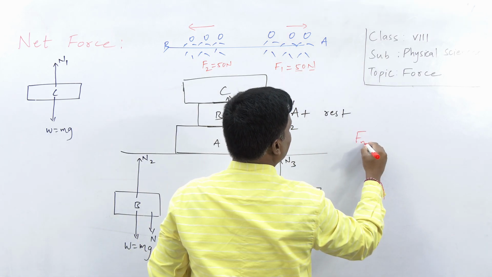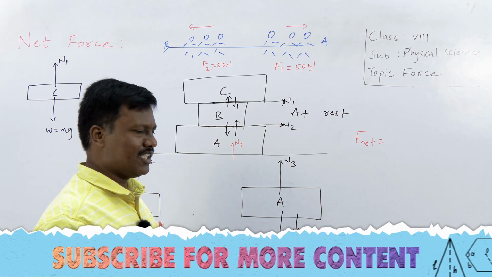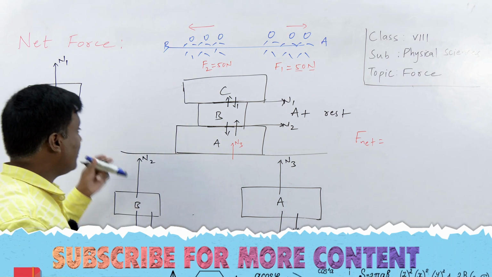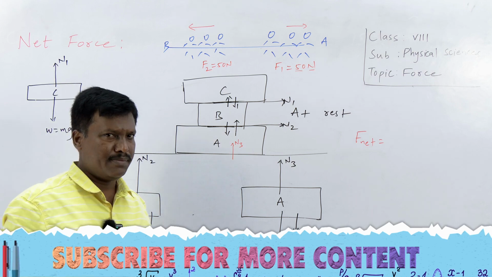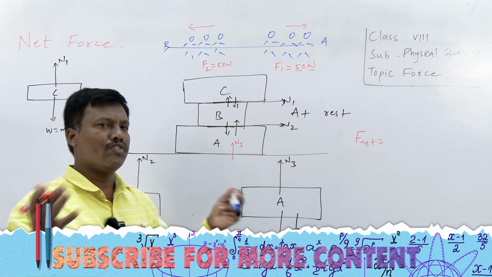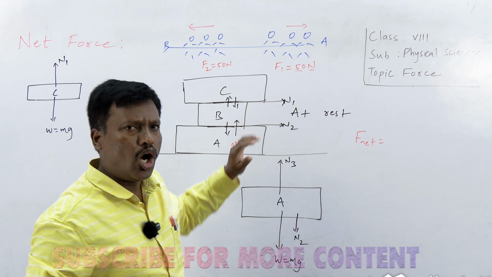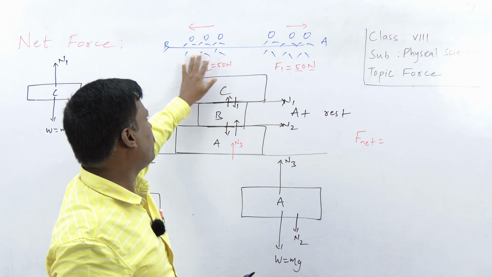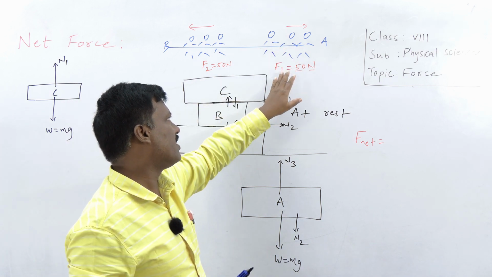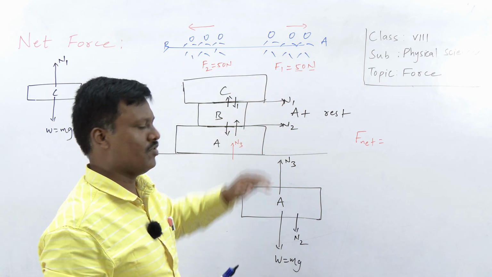How do you calculate the net force? Generally, to calculate the net force, we have to add the forces. Net force is nothing but the algebraic sum of all the forces acting on your body. What is the definition of the net force? It is the algebraic sum. Sum means addition. The algebraic sum of all the forces acting on your body is called the net force. Here, at this rope, how many forces are acting? All the group of people together we say F2 and all the other group of people together we say F1. Total, two forces are acting on this.